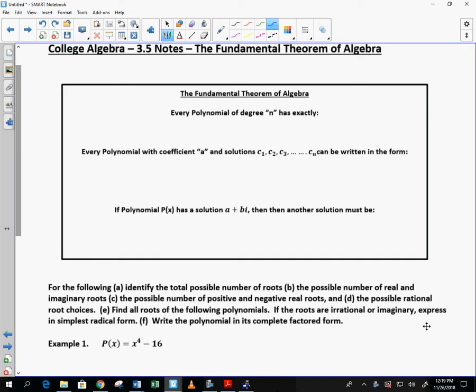Great day. It's the fundamental theorem of algebra. And you say to yourself, well, Mr. Guest, we've been doing algebra for years. We must know the fundamental theorem of algebra already. Well, you know part of it, and you know this. Every polynomial of degree n has exactly n solutions, or zeros, or roots. Well, that's not the only thing that the fundamental theorem of algebra says.